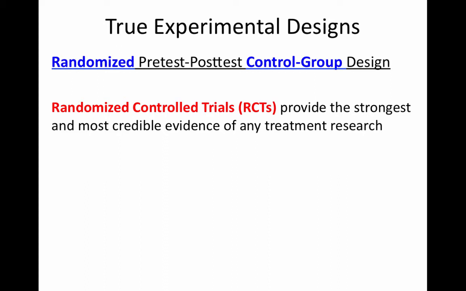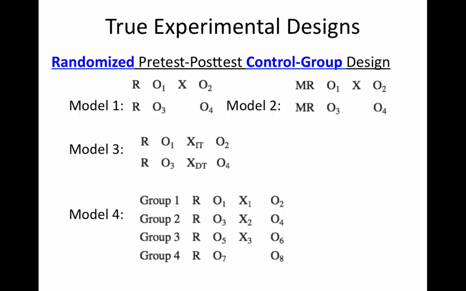Randomized pre-test, post-test control group design. This is true experimental design. Randomized controlled trials provide the strongest and most credible evidence of any treatment research. True experimental design: randomized, pre-test, post-test, control group design.